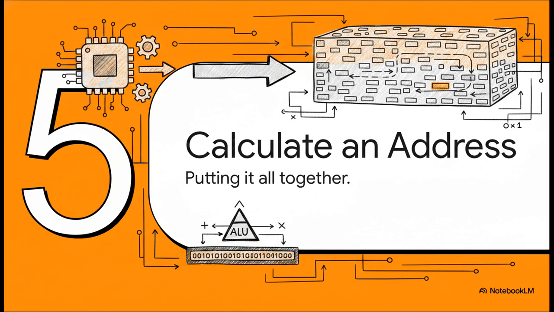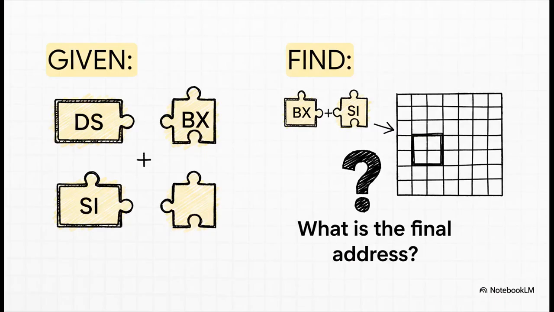The absolute best way to understand this stuff is to just see it in action. So let's actually calculate a physical memory address from scratch. Here's our problem. We're given the values in 3 registers: the data segment, or DS, the base register, BX, and the index register, SI. Our goal is to figure out the final physical address for this instruction, which, you can see, uses that based index addressing we just talked about.